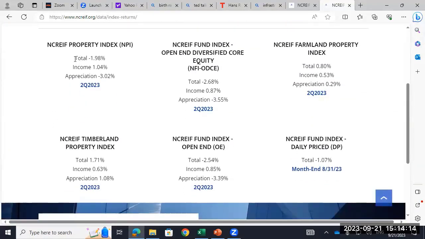So they say this last quarter, real estate was down 2%. That makes sense because interest rates are up. Obviously, real estate's very sensitive to interest rates because it's just a discounted cash flow. You can see the different kind of groups that they have.